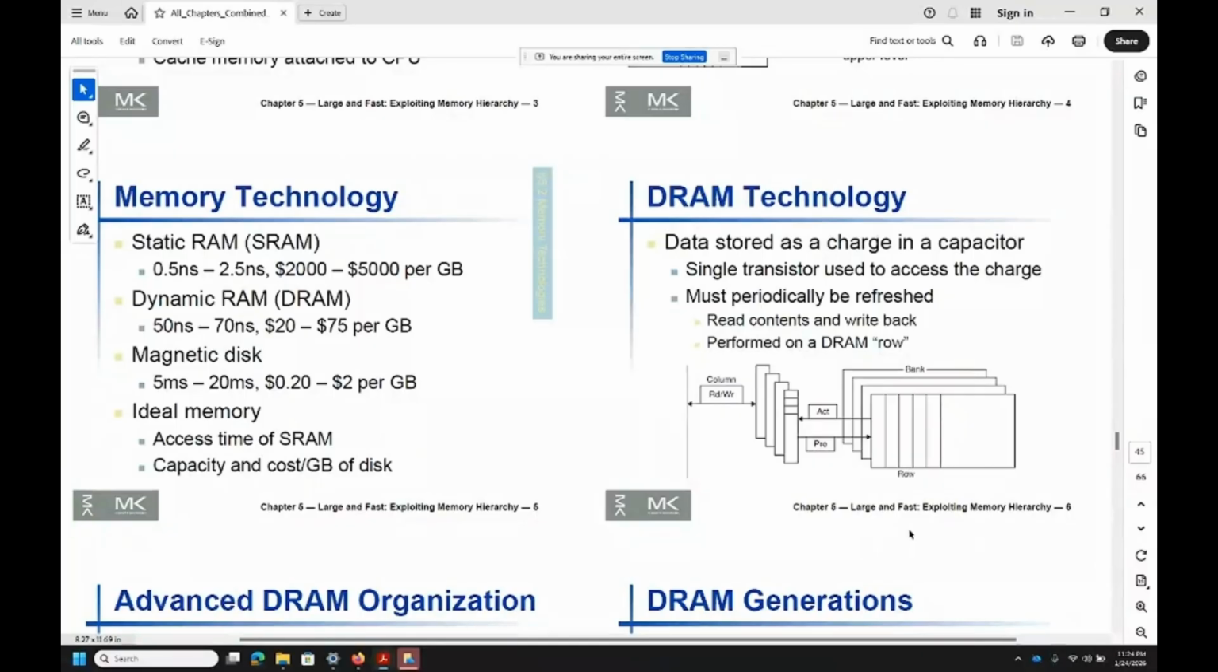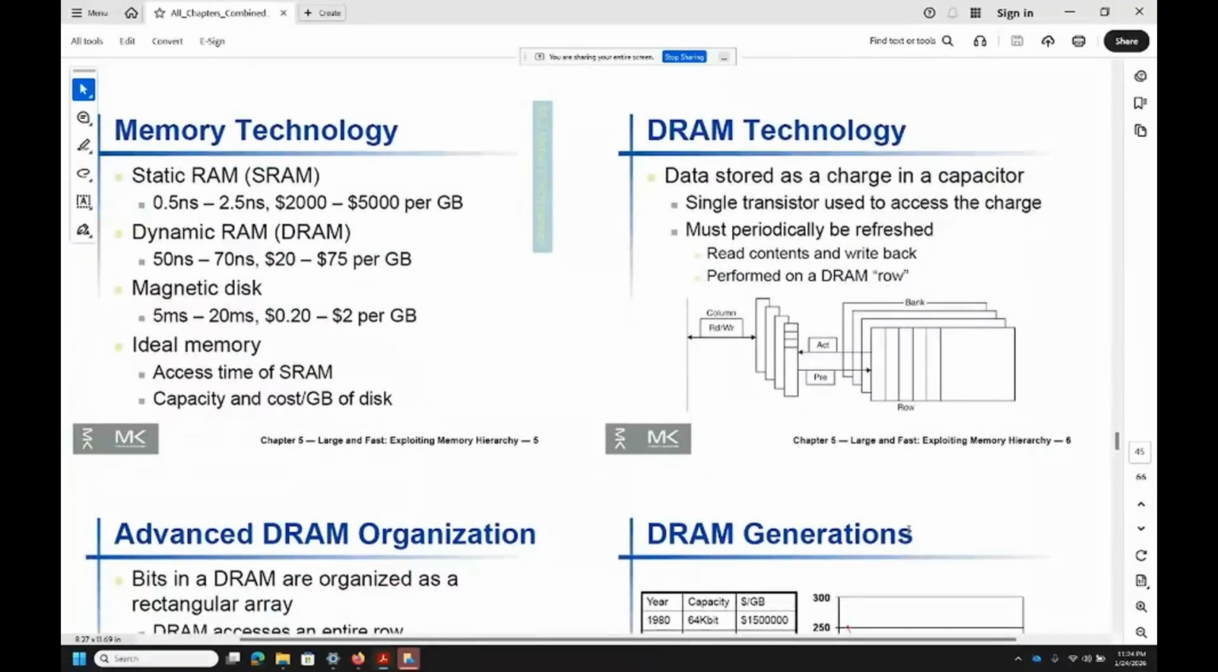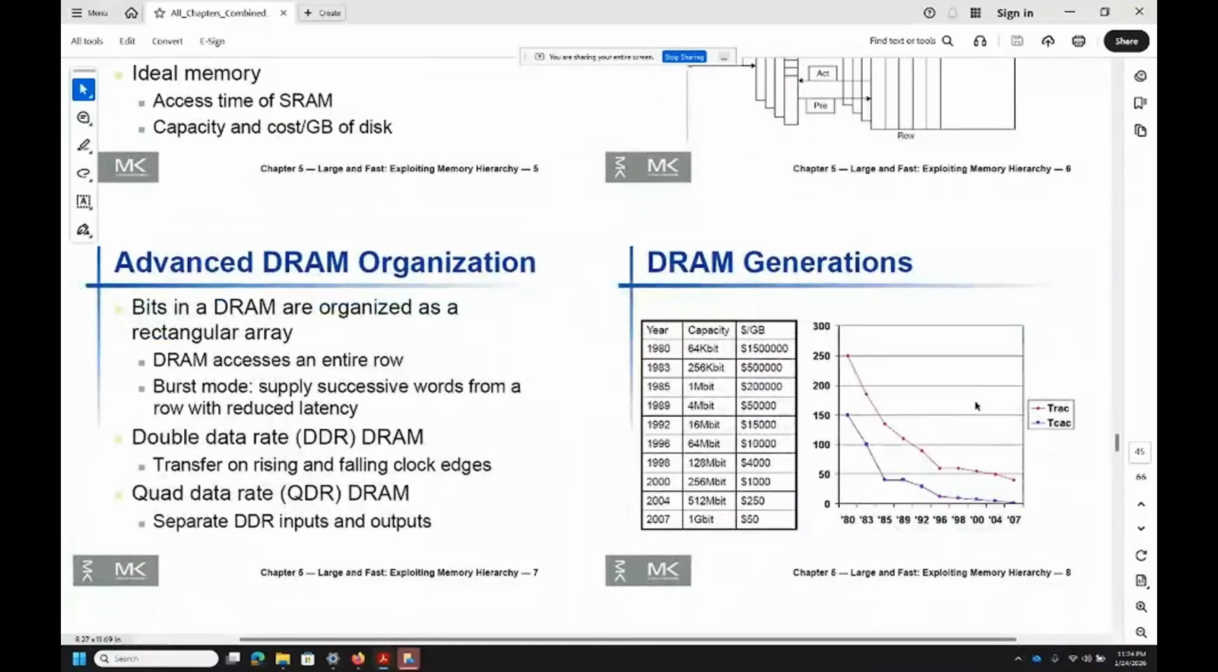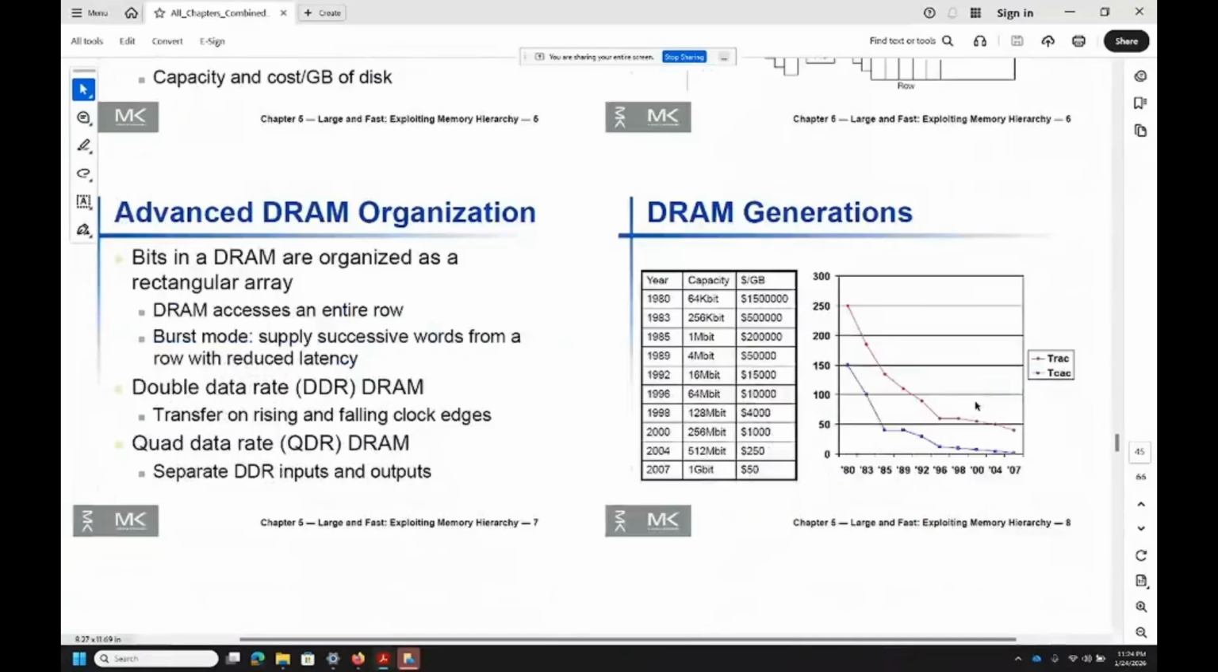It's very slow. So the ideal memory is a memory that has the access time of SRAM, which means it takes only a few nanoseconds to access, but has the capacity and cost per gigabyte of magnetic disk. Of course, such a memory does not exist, so we have to fake the effect with the hierarchy. So DRAM is stored as charge in a capacitor, with a single transistor used to access the charge. It has to be refreshed very often, and bits in a DRAM are organized as a rectangular array, as you can already guess. So the DRAM accesses the whole row at once.